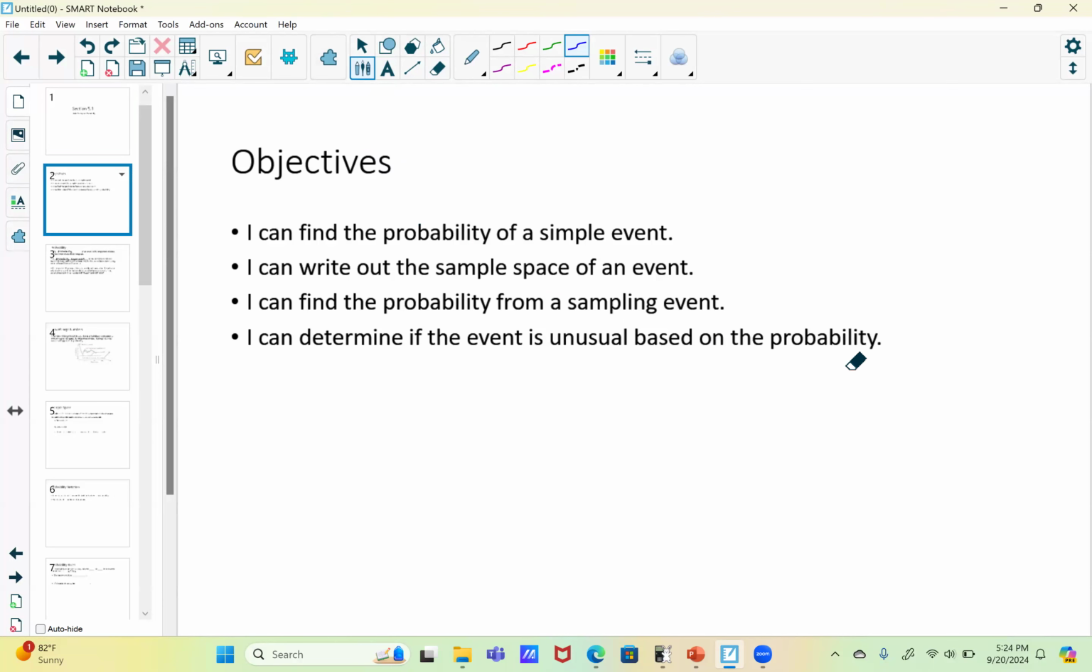So we have 4 objectives for this. We want to find the probability of a simple event, and we'll talk about what an event is. We want to write out the sample space of an event. We want to be able to find the probability from a sampling event, and we want to be able to determine if an event is unusual based on the probability.